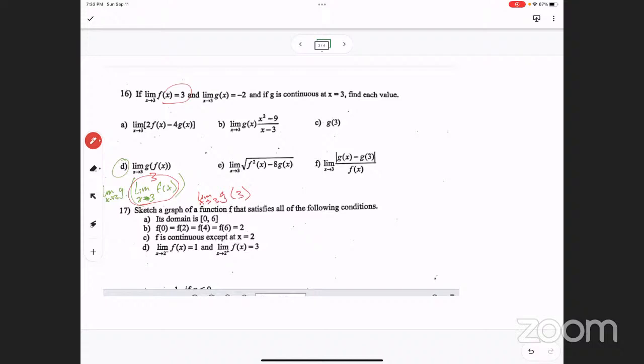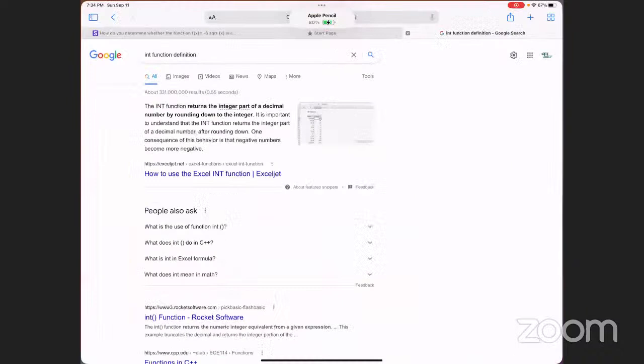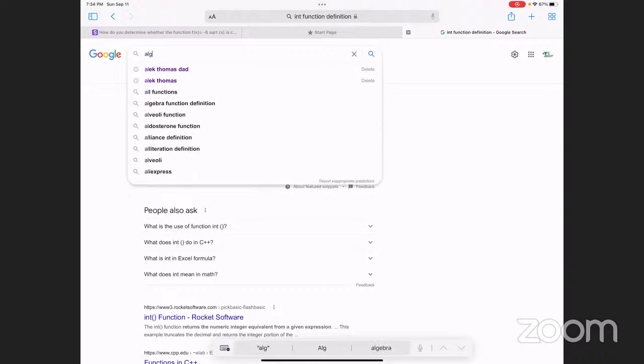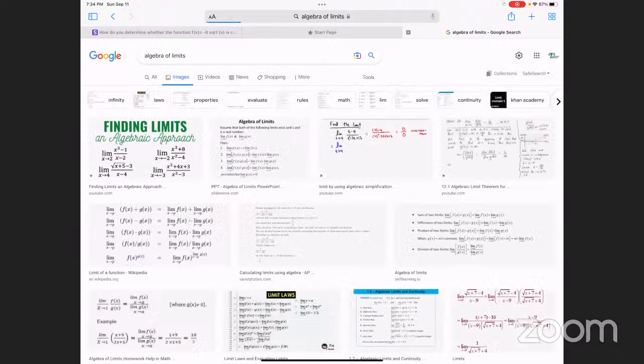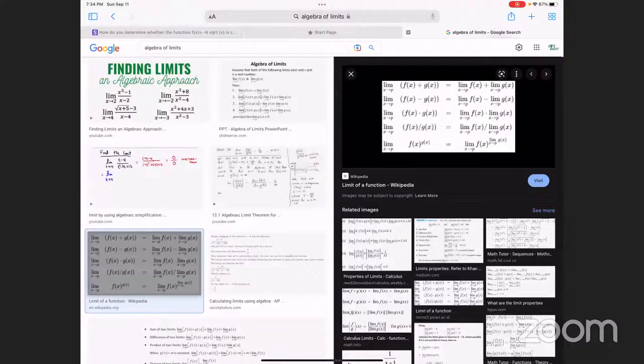Is there a formula for the algebra of limits? No, I don't. Let me do a real quick search here. But you probably do have it in your book somewhere. There's probably algebra of limits formulas that exist. I just don't know them off the top of my head. Yeah, right here. That's what I was using for the rest of these. That's called algebra of limits.